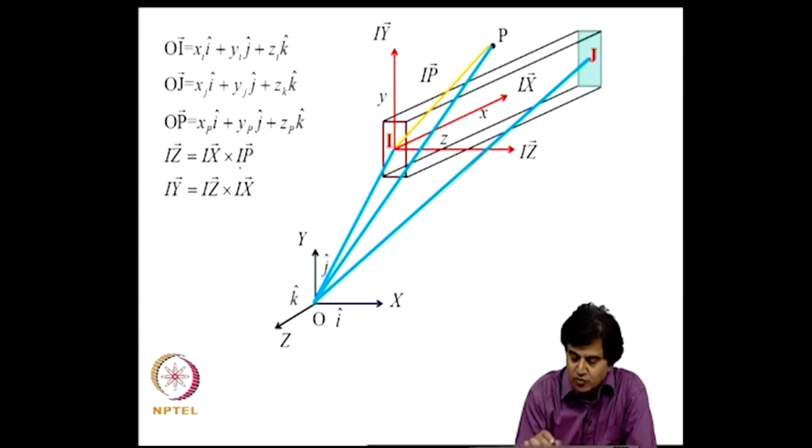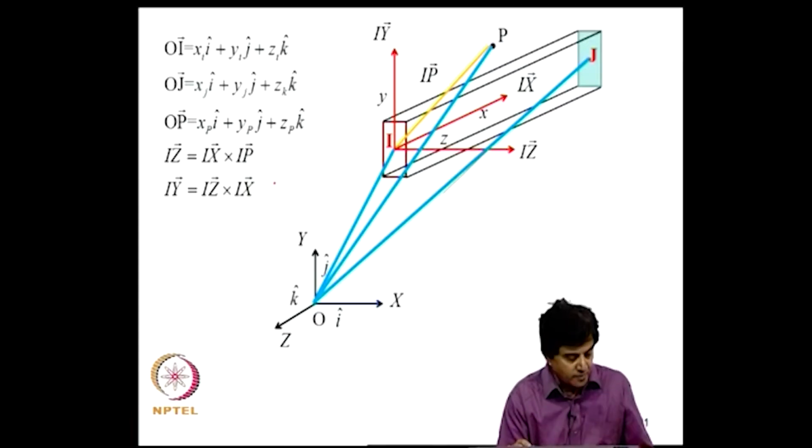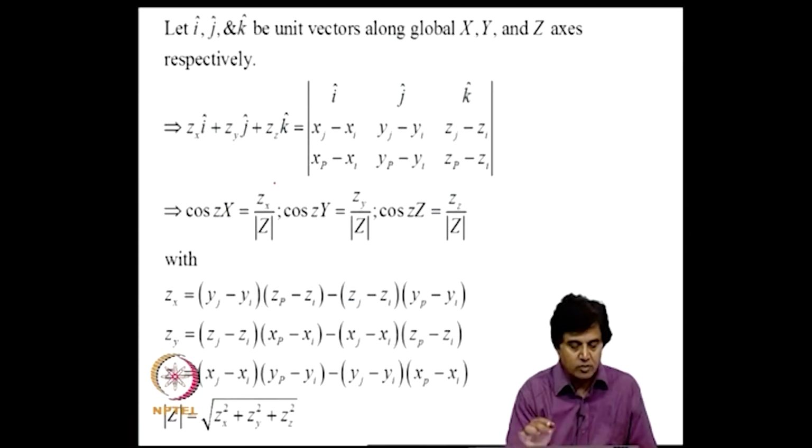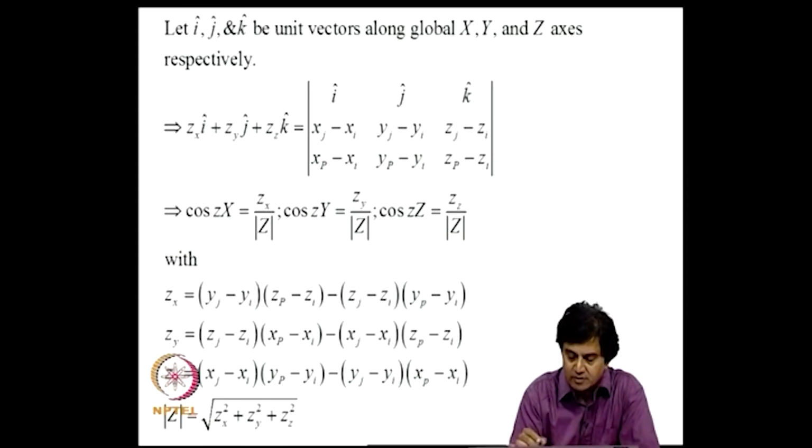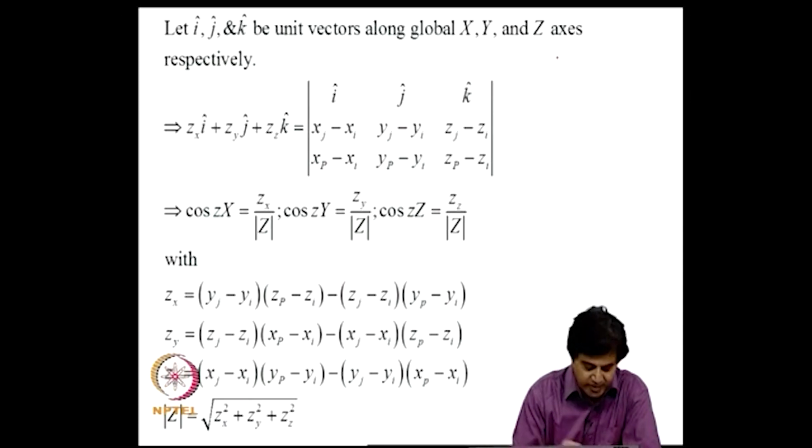So, this will help us to find the direction cosines for I z. Once I know I x, the direction cosines of I x having been determined, I z is now determined. To find I y, I consider the cross product between I z and I x, and that should be equal to I y. So, if we use these arguments we will be able to set up the required equations for the direction cosines. So, let us quickly do that. Let I, j, k be unit vectors along the global x, y and z axes.